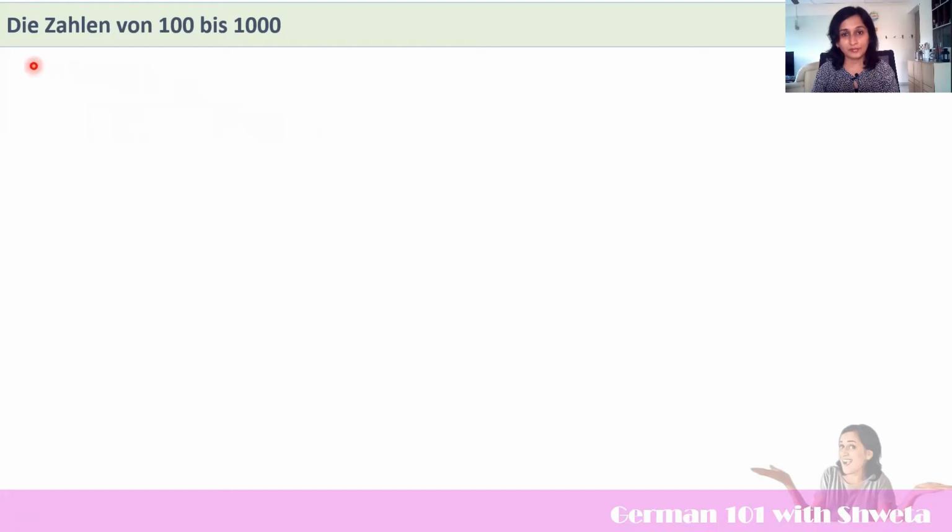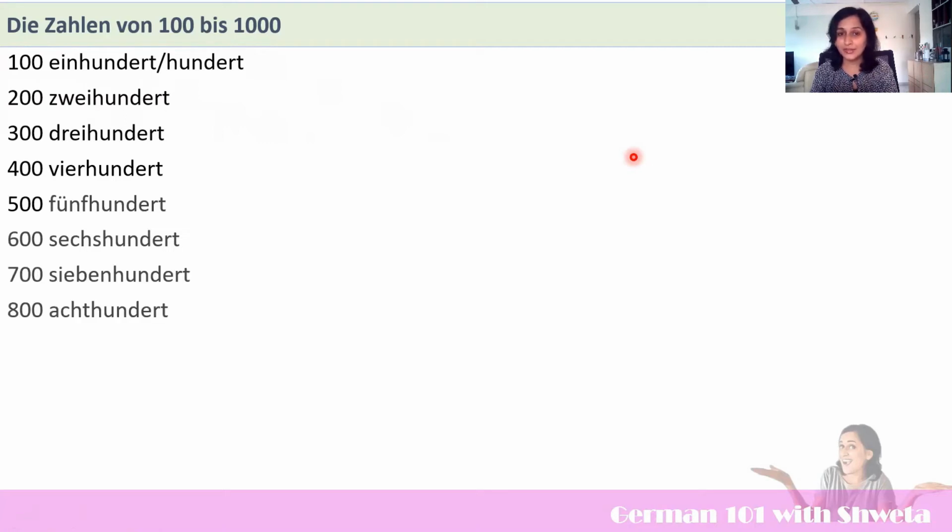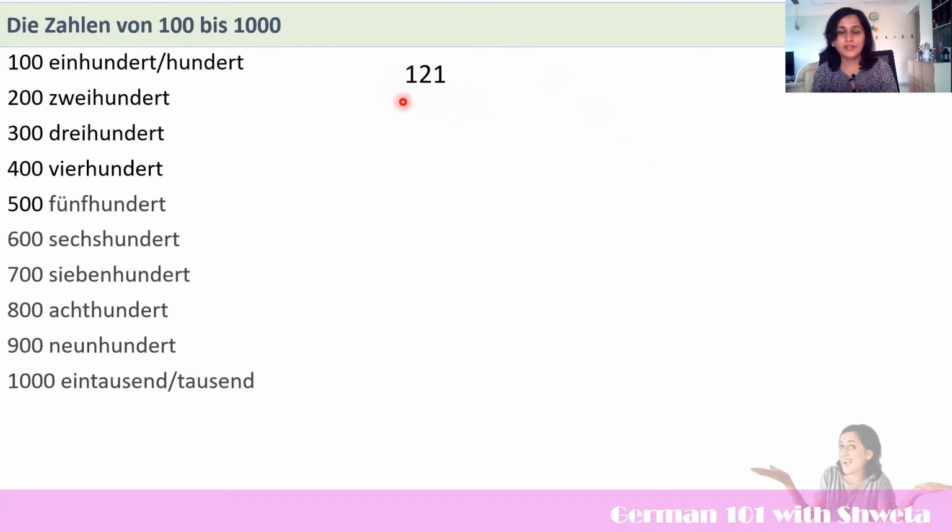Now let's move on. Die Zahlen von 100 bis 1000, the numbers from 100 to 1000. We have already done 100, 200, 300, 400, 500, 600, 700, 800, 900 und 1000 or simply 1000. Now let's take this number for an example. This is a three-digit number over here. Okay, so this is very straightforward in English.